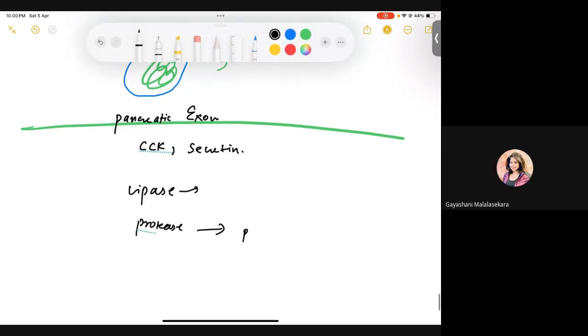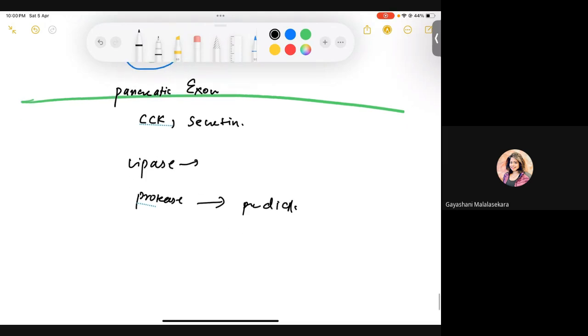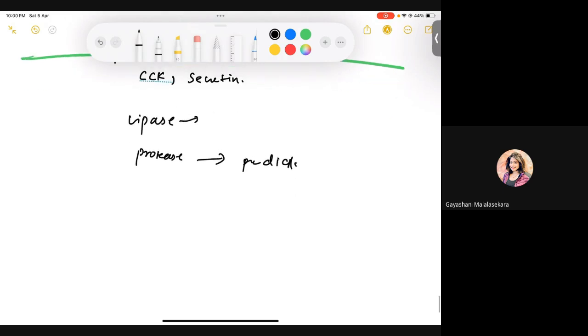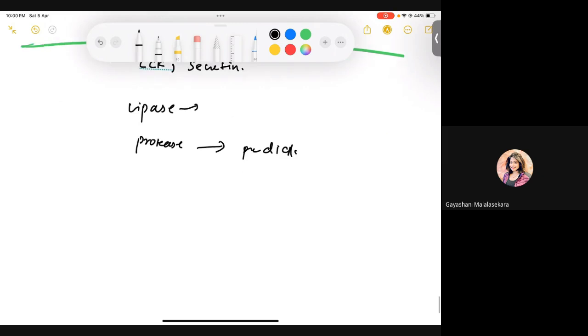Protein metabolism. Digestion. Protein digestion. With proteases, all of the proteases are going to be in the form of zymogens, right? They are going to be proenzymes, which are cleaved and converted into properly functioning enzymes. So we have trypsinogen, a zymogen, which is going to be converted into trypsin.